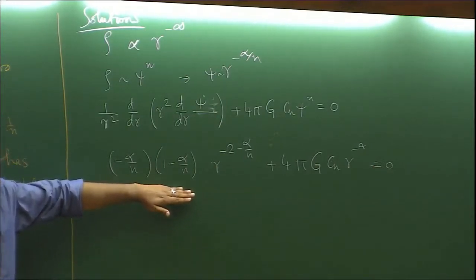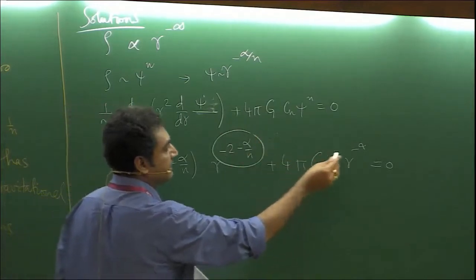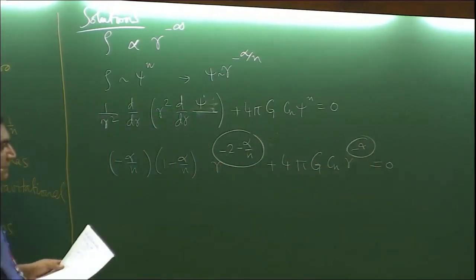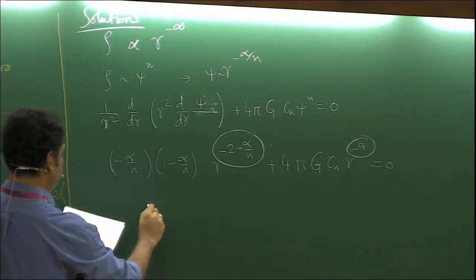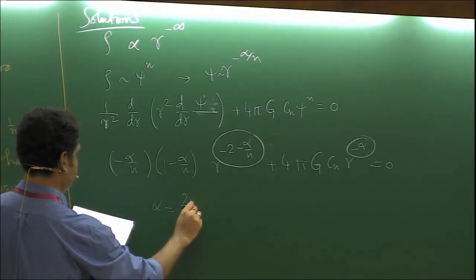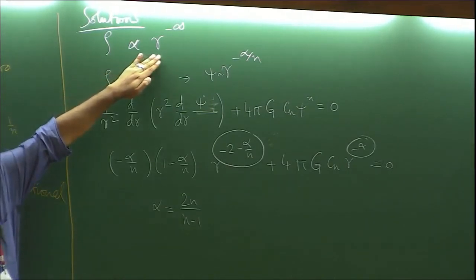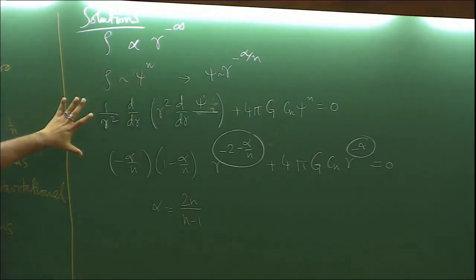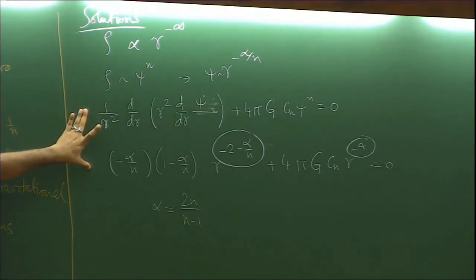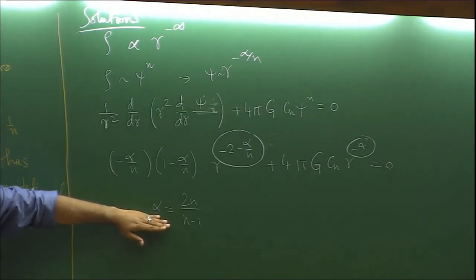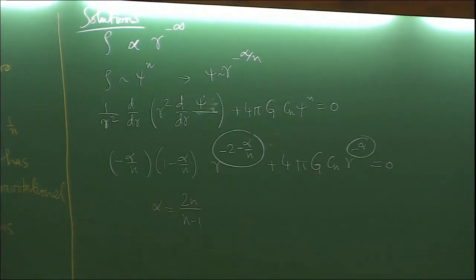This needs to be true for any r. So this and this need to be equal. So from that, you get alpha equals 2n over n minus 1. So that means that you can take a density distribution that is a power of r. For it to satisfy the Poisson's equation, you need this power law index to be related to the polytropic index of the density through this equation. Okay?